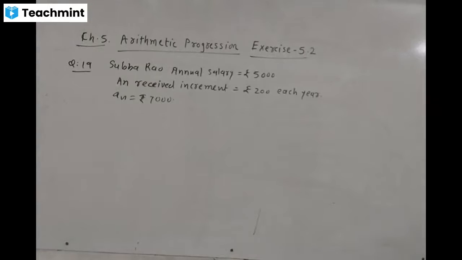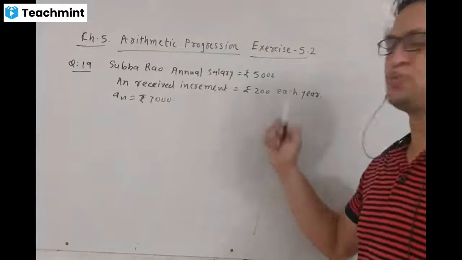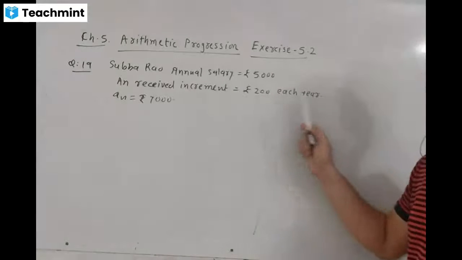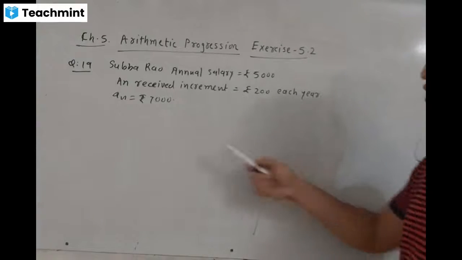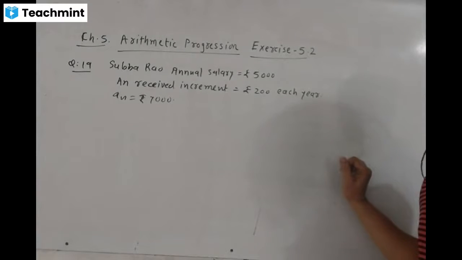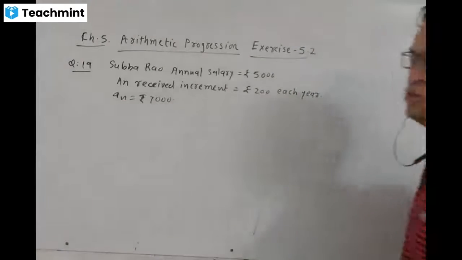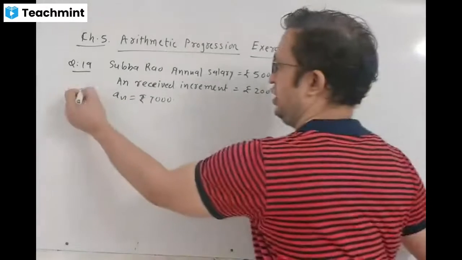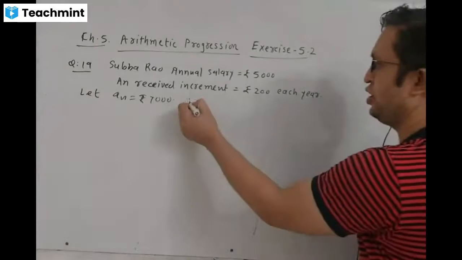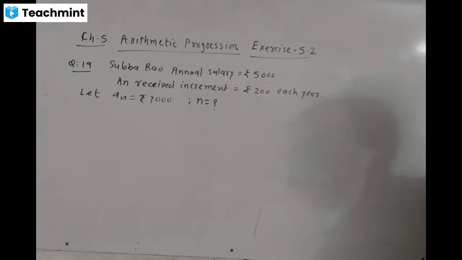Subbarao started his work in 1995. In 1995, Subbarao started with a salary of rupees 5,000 and receives an increment of rupees 200 each year. In which year will his salary be rupees 7,000? Let the nth term of an AP be equal to rupees 7,000, and we have to find the value of n. In which year will the salary be 7,000, that we have to find.